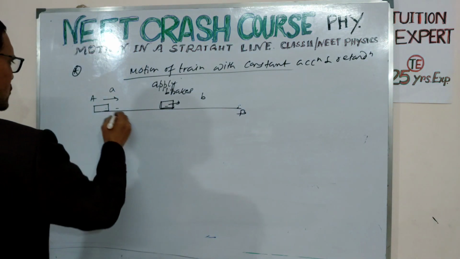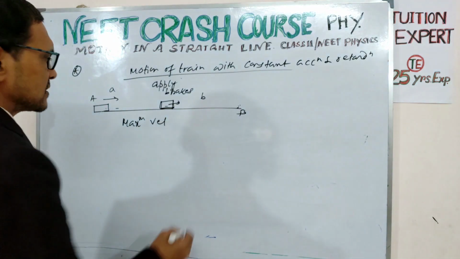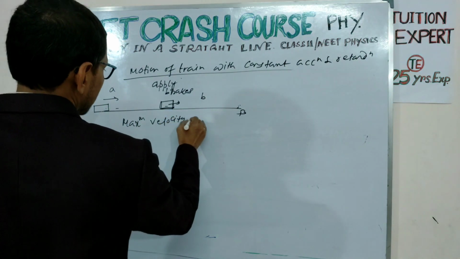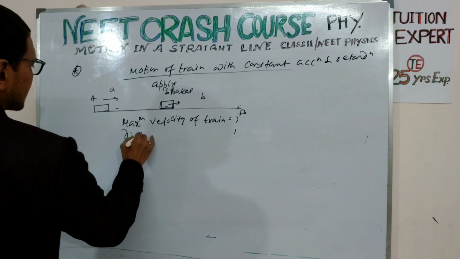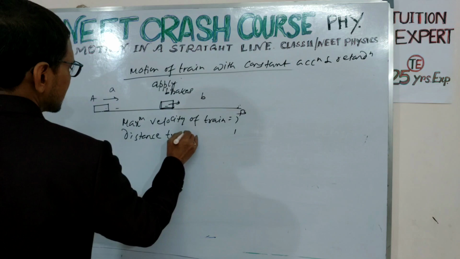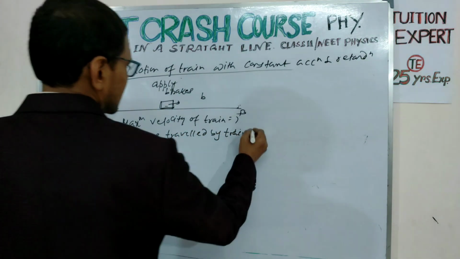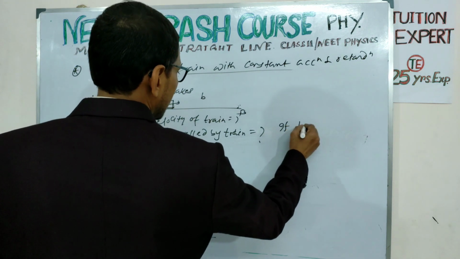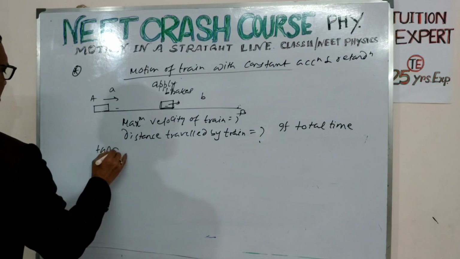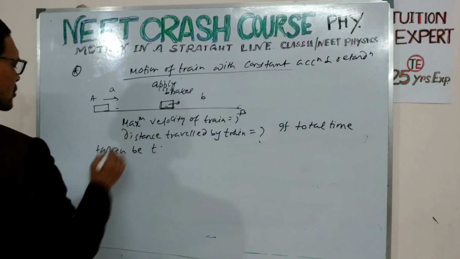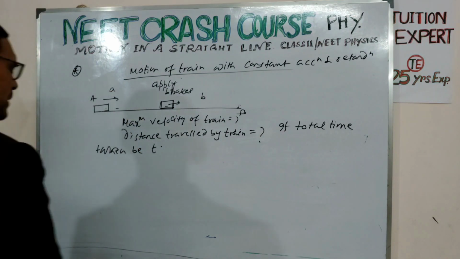So what is the maximum velocity gained? The question is here: maximum velocity of the train and distance traveled by the train, if total time taken is t. The problem will be solved by the graphical method.